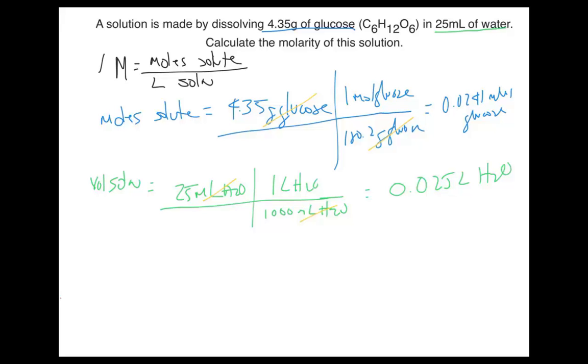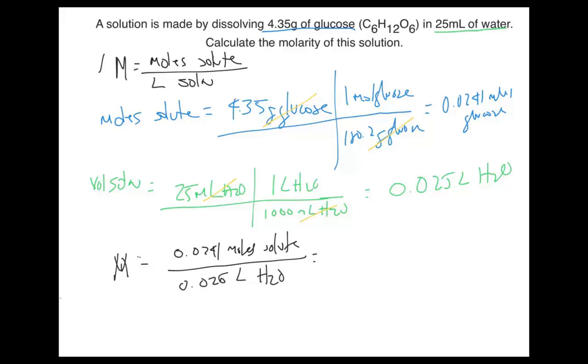So the molarity will be equal to 0.0241 moles of the solid divided by 0.025 liters of H2O, and this will be equal to 0.964 molar of glucose.